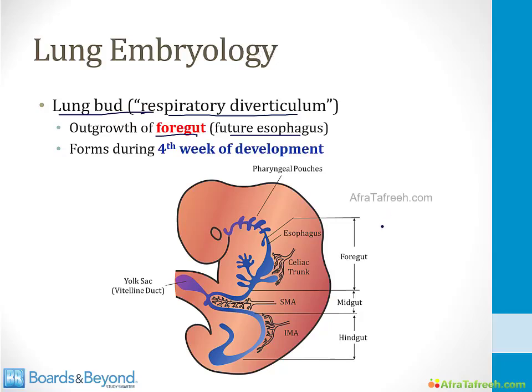If you look at this drawing on the screen, this is a drawing I go over in detail in the video on GI embryology. But for our purposes here, this is the foregut, the portion of the future GI tract up near the head, and there's this little bud coming off of it, and that is going to form the trachea and the lungs. And this all starts to happen in terms of the lung bud at about 4 weeks of development.